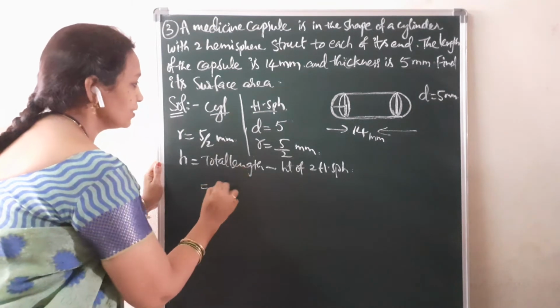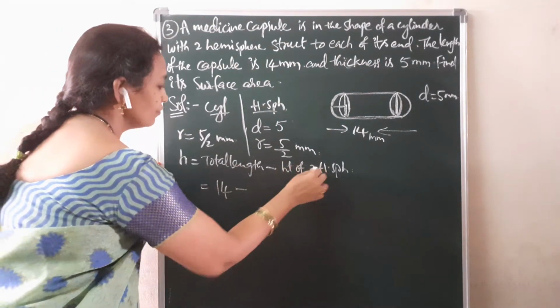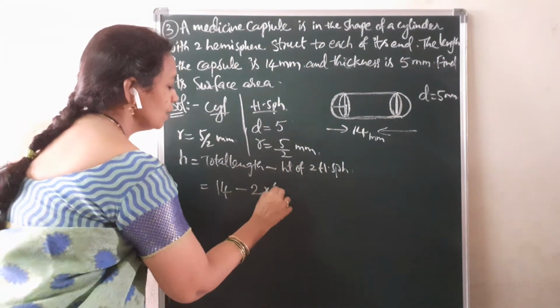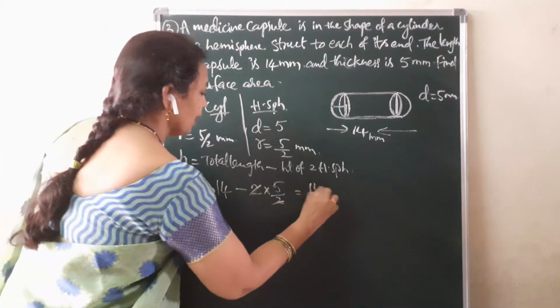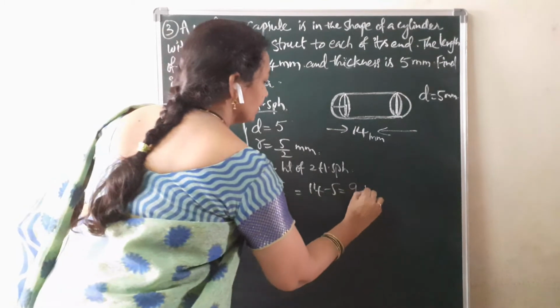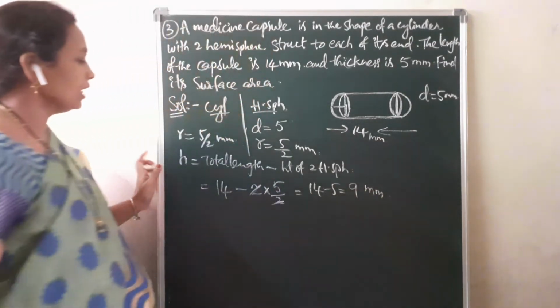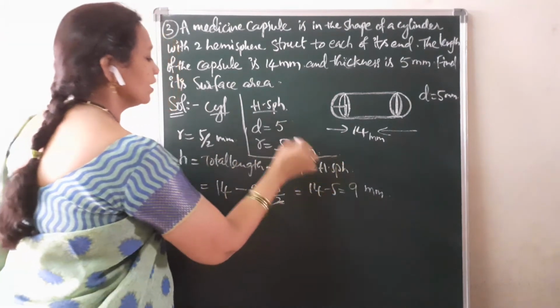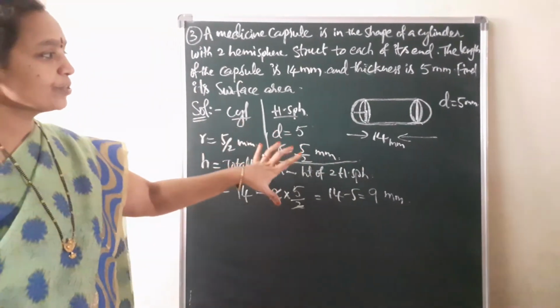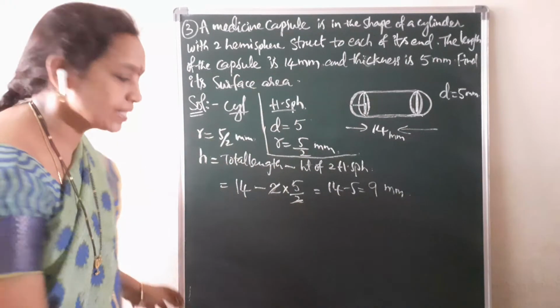So total length is 14 millimeters minus the height of the two hemispheres, which is 2 into radius, 5 by 2. So 2 gets cancelled and 14 minus 5 is 9 millimeters. So 9 millimeters is the height of the cylinder and the radius of the hemisphere is 5 by 2. So you have the dimensions, then you have to find out the total surface area.